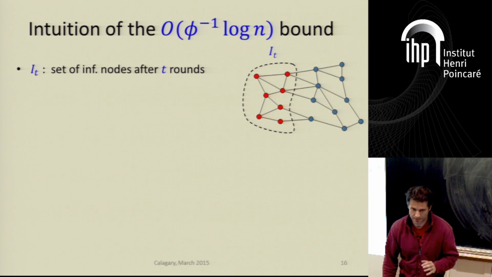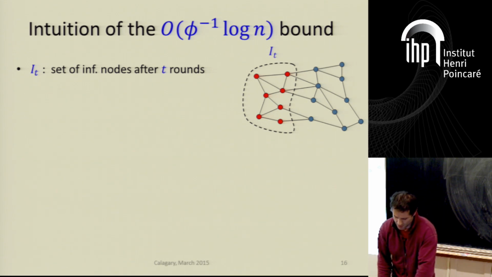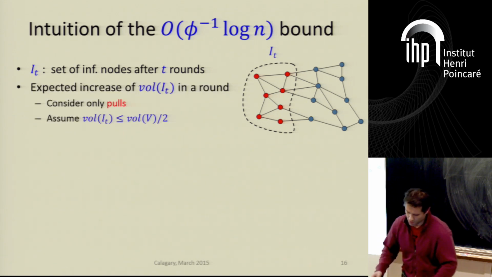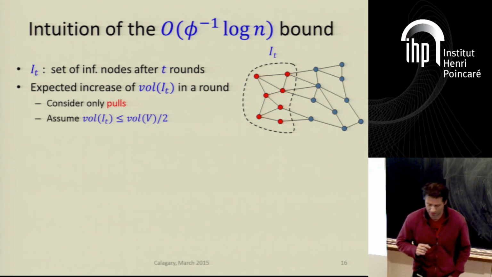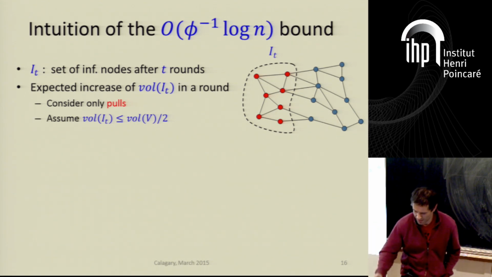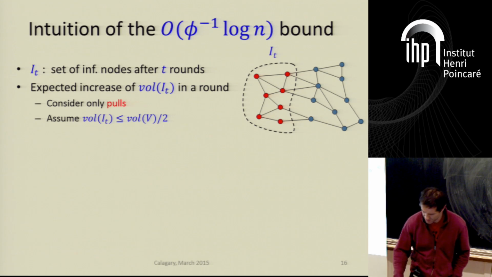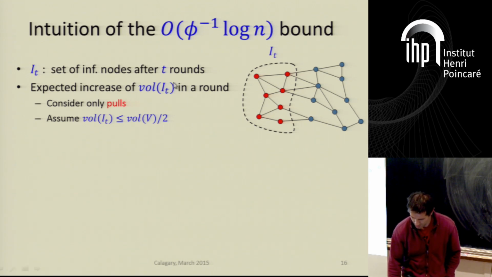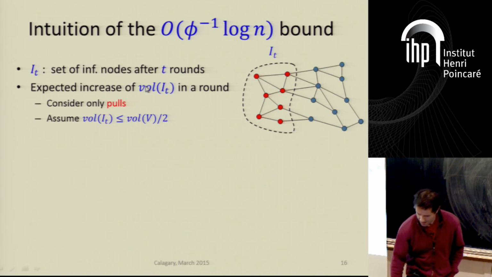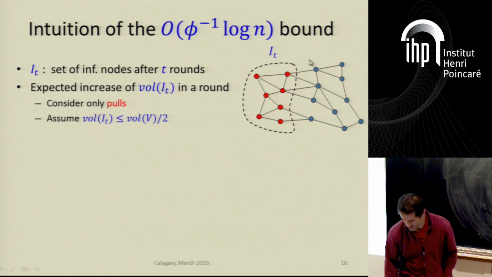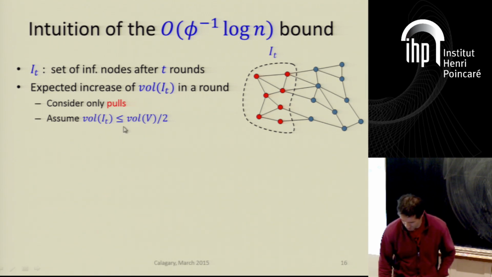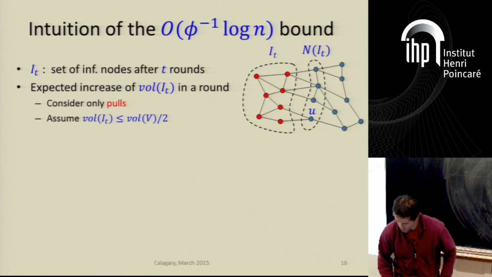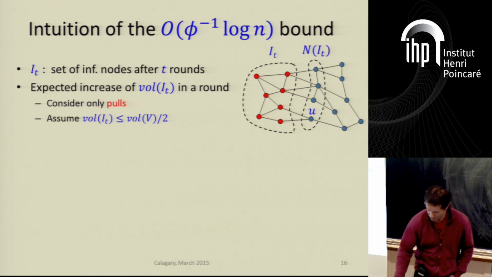over time. So for this intuition, let's just see what is the expected increase of this volume in just a single round. And for the intuition, I will assume that I just have pulls, so I will not assume that I have push at all. And I will also assume that the volume is not too large. It's at most half of the total volume. So let's see how we compute the expected increase of the volume.